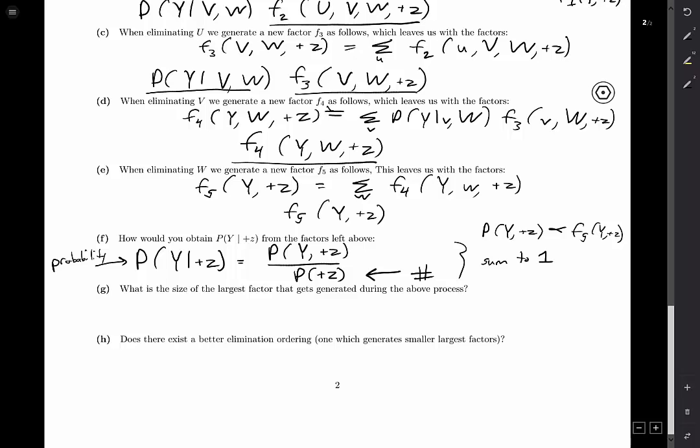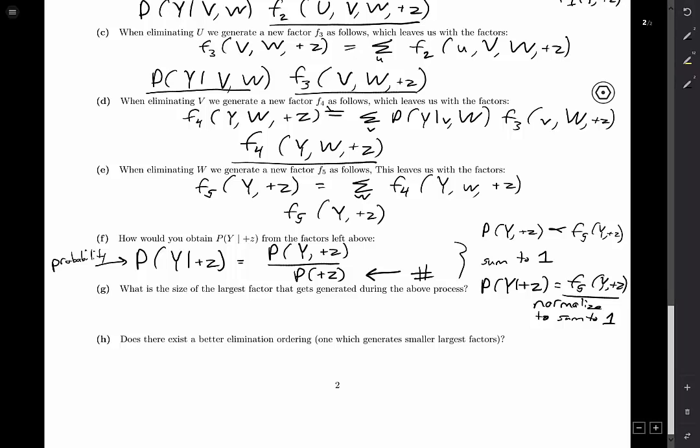So all we actually have to do is probability of y given plus z equals f5 y comma plus z over, so we make it equal and then we normalize to sum to 1. So that's a valid probability distribution.